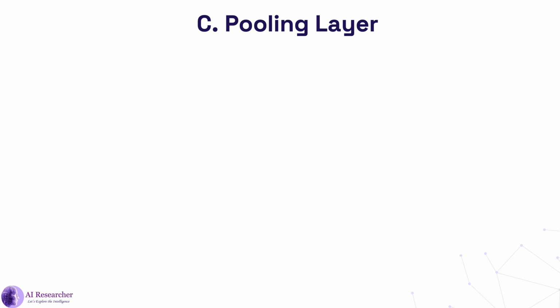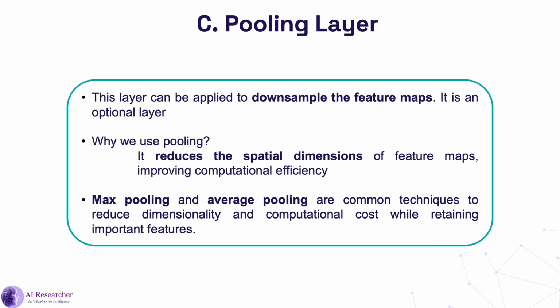So let's talk about the function and the importance of a pooling layer in a CNN. The pooling layer is used to downsample feature maps by reducing their spatial dimension to enhance computational efficiency, but without losing the important information. And there are two types of pooling that we can use. One is max pooling and the other one is average pooling.